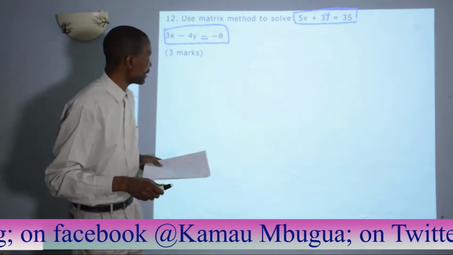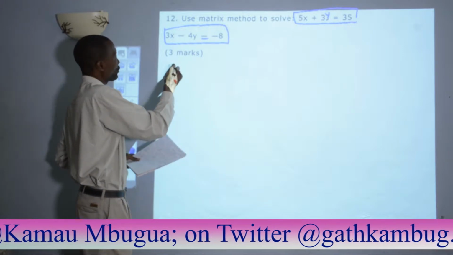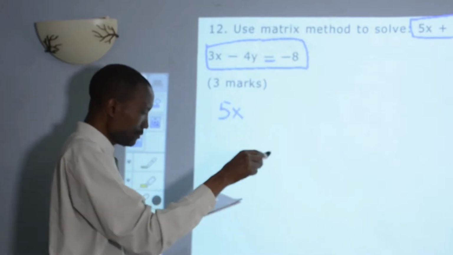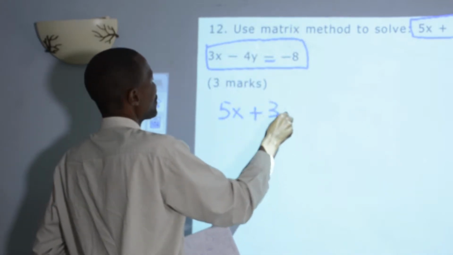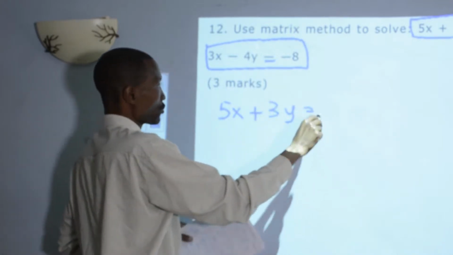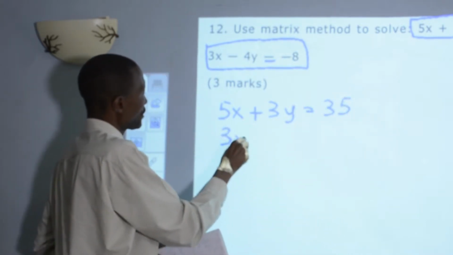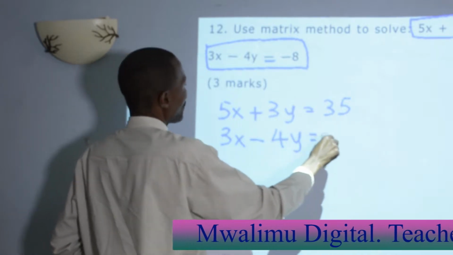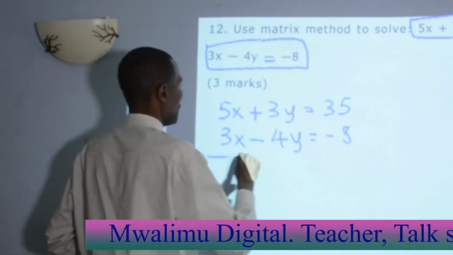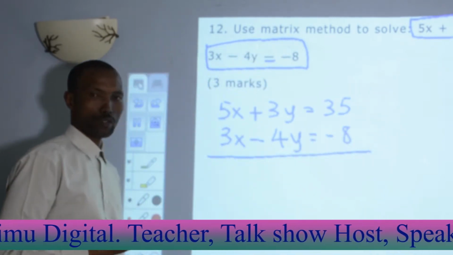So I will start off by rewriting the two simultaneous equations first. The first one is 5x plus 3y equals 35. And the second one is 3x minus 4y equals negative 8. So this is the set of simultaneous equations that we need to solve.